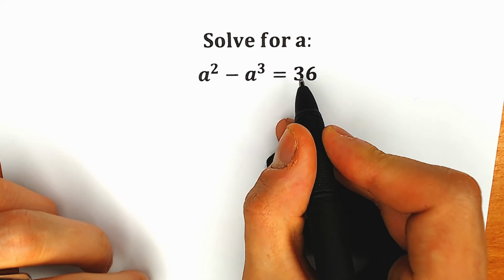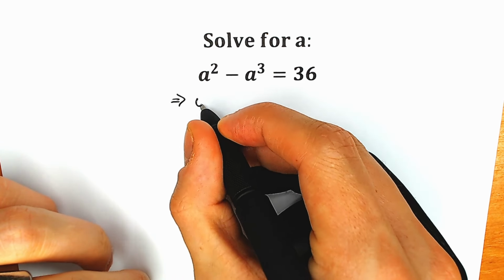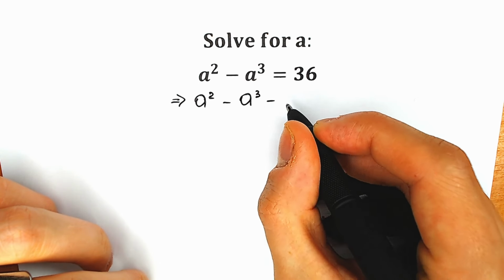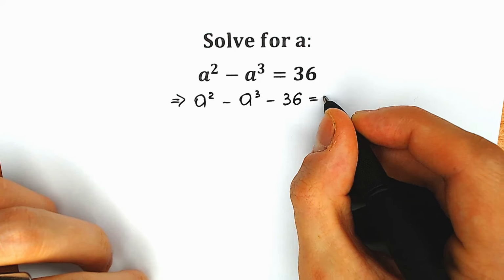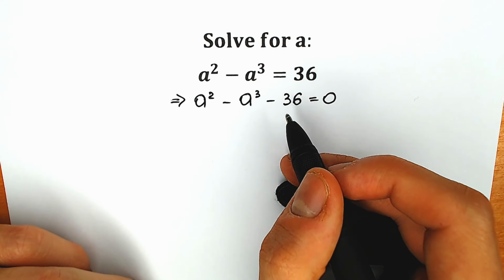Okay, so first of all, let's write the 36 on the left side. This is our first step. So we have a square, the same beginning, minus a cube, and minus 36 is equal to 0. Right now, this 36 we can write as 27 plus 9.